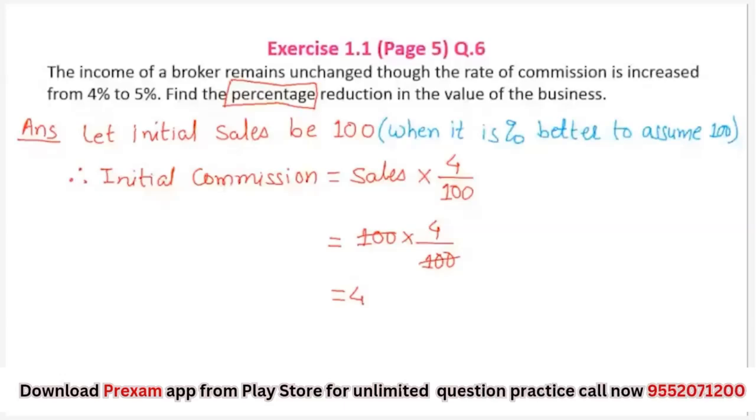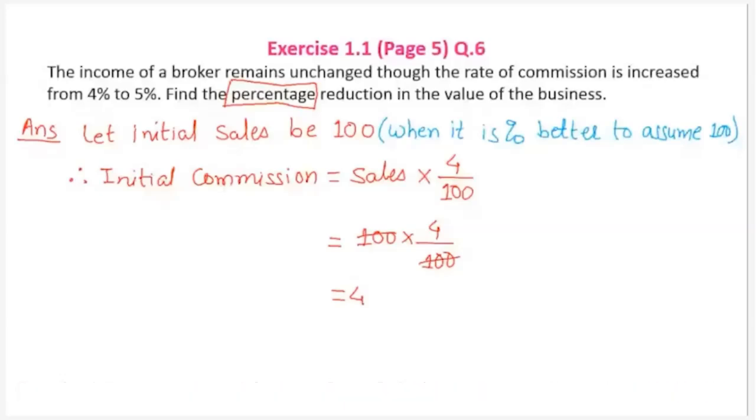Now what happens afterwards, when the commission rate is increased to 5%? Is the sales still 100? Will sales remain 100 afterwards also, or will it be reduced or increased? What do you think? Initial sales was 100. Later on, the commission percentage becomes 5 and the commission still remains the same. So will it increase or decrease? It will be reduced, not increased.